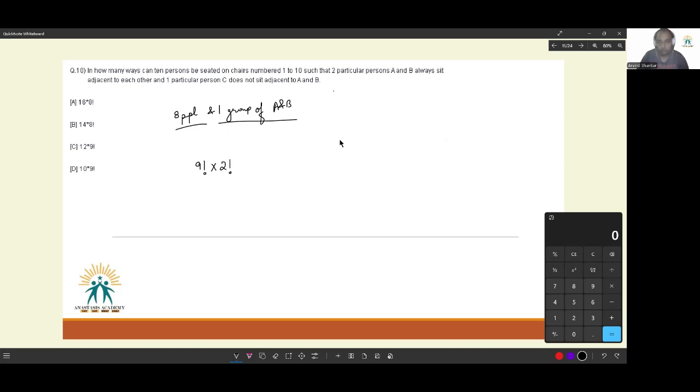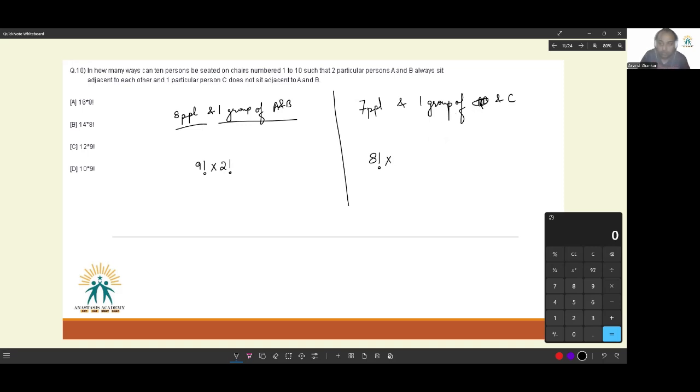So we will find out cases: 7 people and one group of A, B bound together and C. So I have 7 people and one group of this. These people can be rearranged in 8 factorial ways.